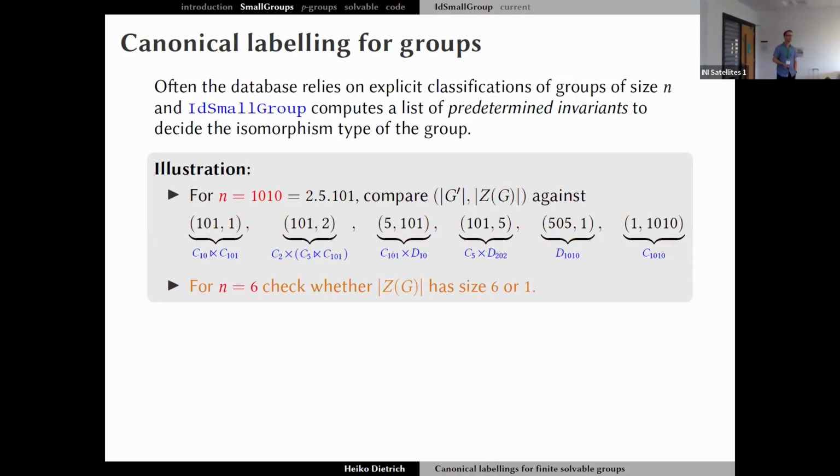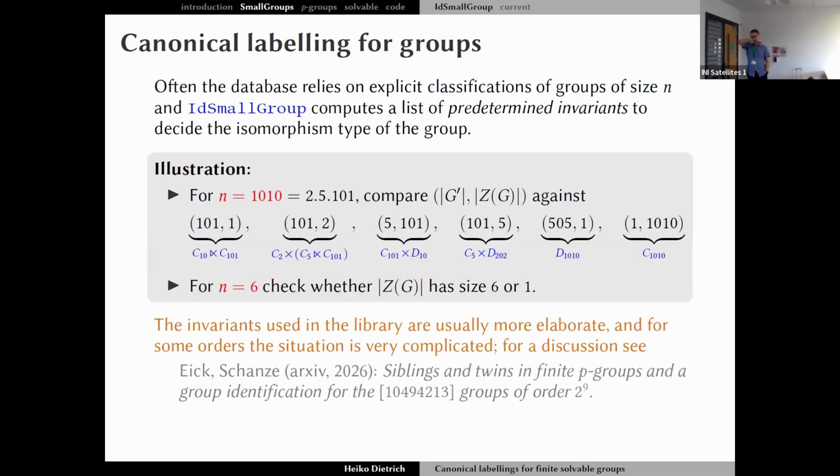For size 6, you just have to check whether the center is trivial or not. Yes, we saw it. Now, I should say that in general, the invariants that are used in the database are much more elaborate. I mean, here we have 6 isomorphism types of groups. It's rather simple to distinguish the groups. And just to witness that, Bettina Eick and Hendrik Schanze, Bettina's PhD student, put something on the arXiv where they tried to identify the groups of size 2 to the 9. And there you have more than 10 million groups.